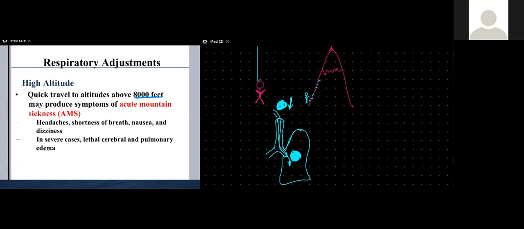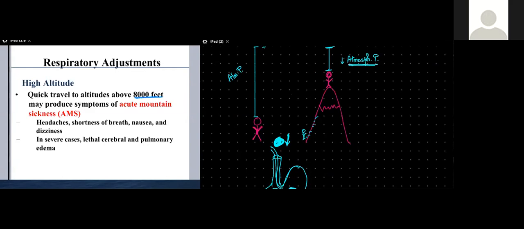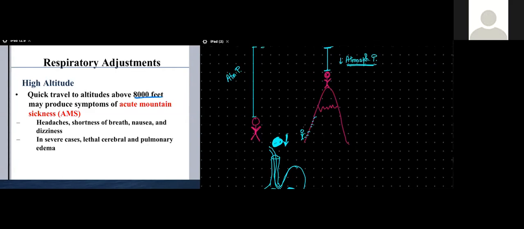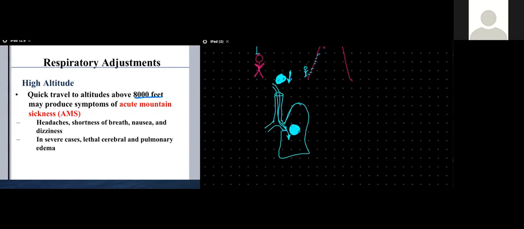So if I have, again, a sudden drop in the atmospheric pressure, like by traveling quickly 8,000 feet above sea level, this can cause what we call acute mountain sickness. Acute mountain sickness is going to be manifested by having headaches and shortness of breath. Why? Because I'm trying to exert more effort to pull the air.